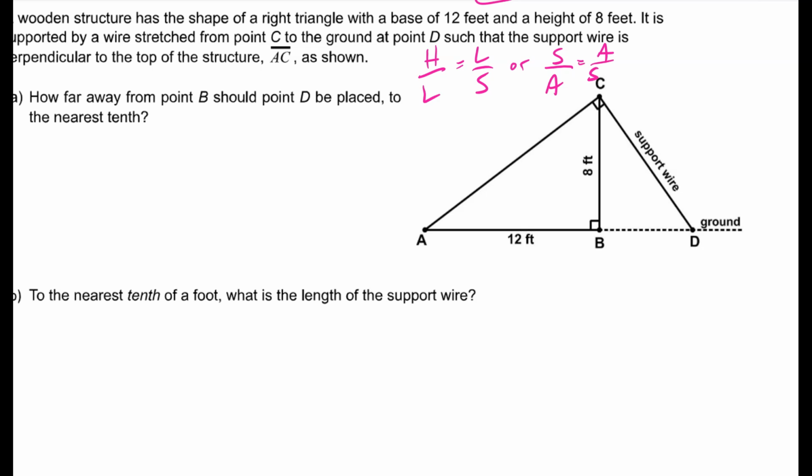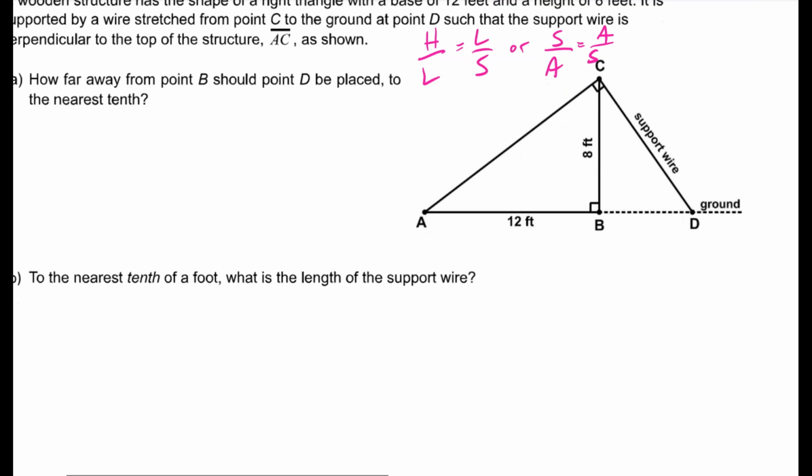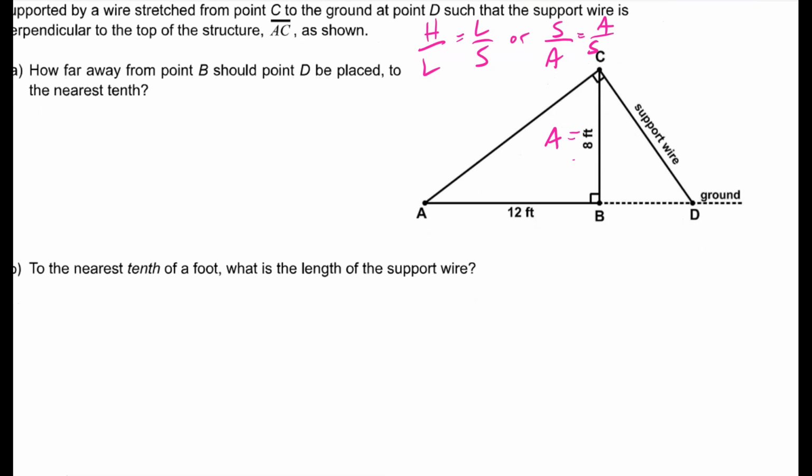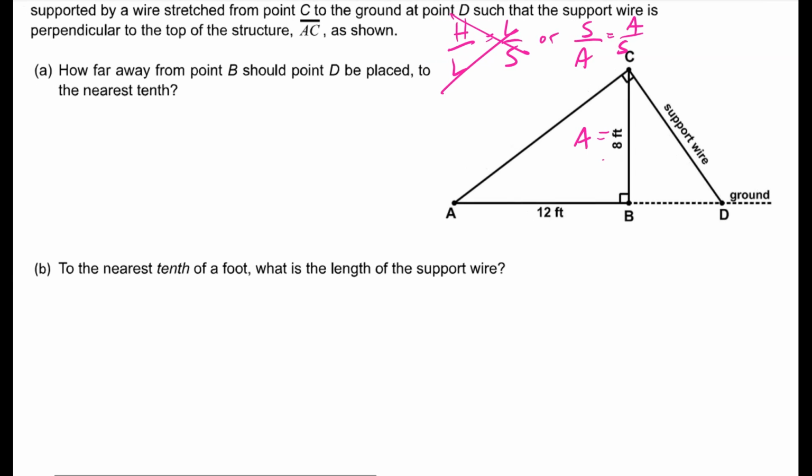And to determine which type of problem it is, I ask myself, do I know anything about the altitude? And I do. I know the altitude is 8 feet, so I know this can't be a Hills problem, and it has to be side 1 over my altitude equals my altitude over side 2. So it tells me how far away should point B be from point D to the nearest 10th. So I'm going to label that as x. It doesn't matter which one you label as side 1 and side 2. I'll label that as side 1 and side 2.